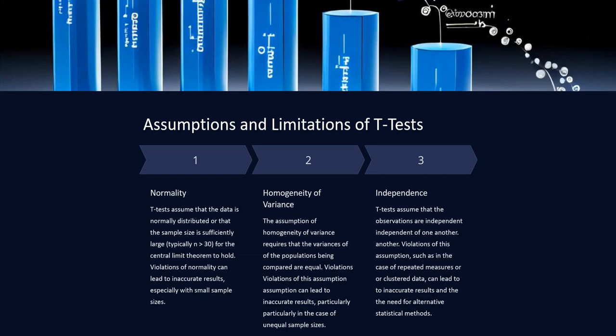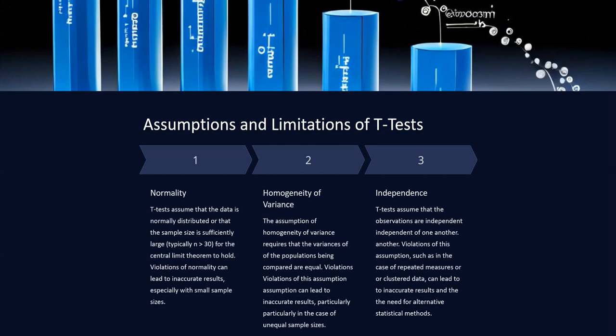Okay, then homogeneity of variance. From the normality assumption you can find the homogeneity of variance. So the populations should be comparable or equal, and violation of this assumption also leads to inaccurate results, particularly in the case of unequal sample sizes. Suppose your sample size is not equal. Suppose you are taking samples from all the districts, so that should be equal from every district. Otherwise it might change the homogeneity of variance.